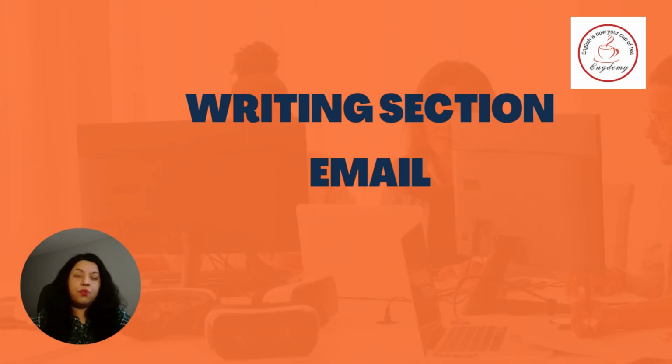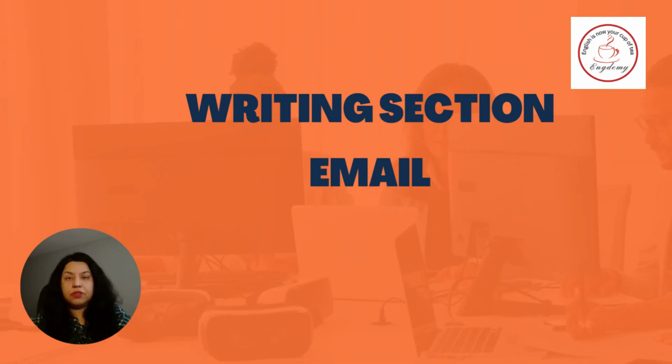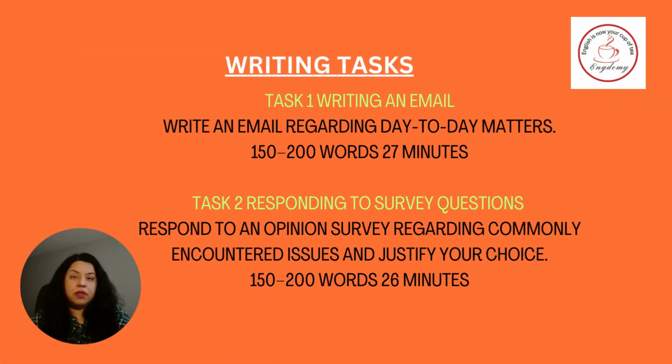So let's understand what we should do and what we should not do for an email, which is the first task in writing. So looking at the first part, there are two tasks. One is writing an email, which is based on day-to-day matters. We have to keep it to at least 190 to 200 words. The time given is around 27 minutes, but as a safe bet, it would be good if you pick up around 25 minutes. That's the right target to keep, along with proofreading.